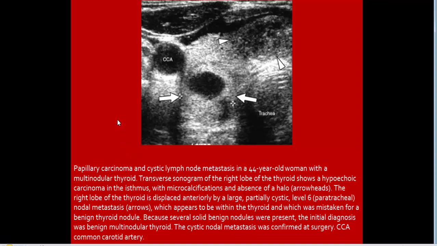Several solid benign nodules present. This is a multinodular thyroid, confirmed to be papillary carcinoma.